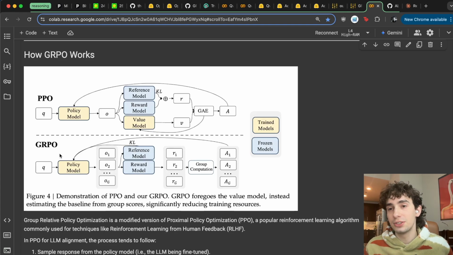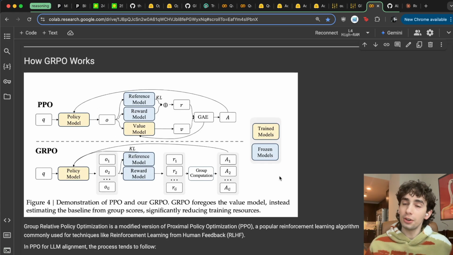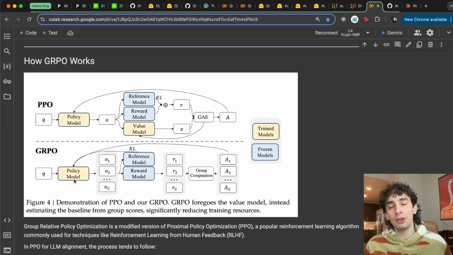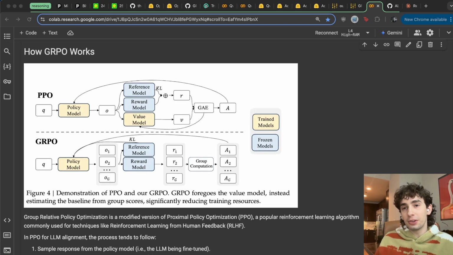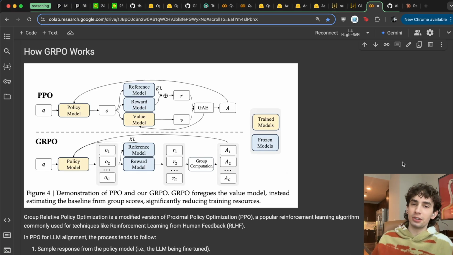Which brings us then to group relative policy optimization, the modified version of PPO that the DeepSeek team implemented. So for a given training example, a question will first be input into the policy model, and then this is where the first change comes in. Multiple outputs are going to be generated from that policy model. So we're going to take some n sample size of outputs given the exact same input question. For each one of those outputs then, we're still going to be using the reference and reward model to calculate a final reward for each one of the outputs.